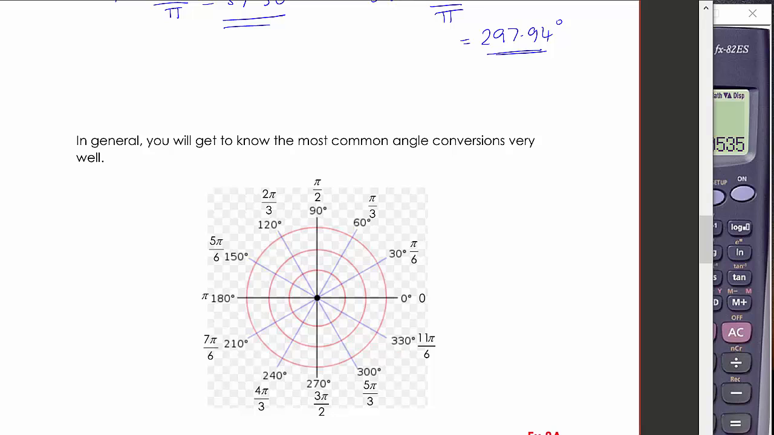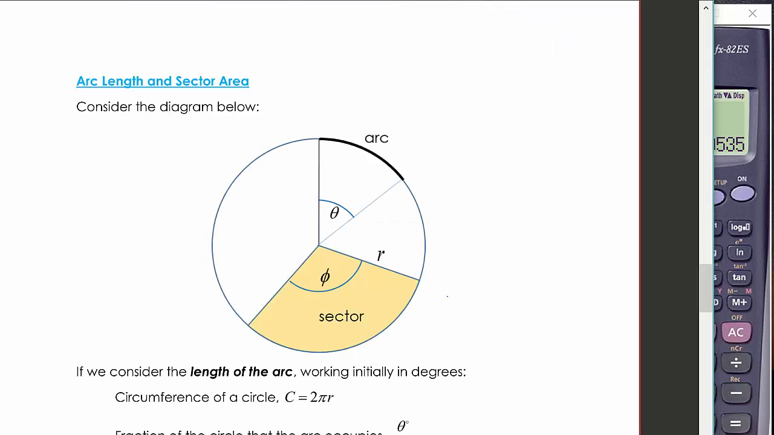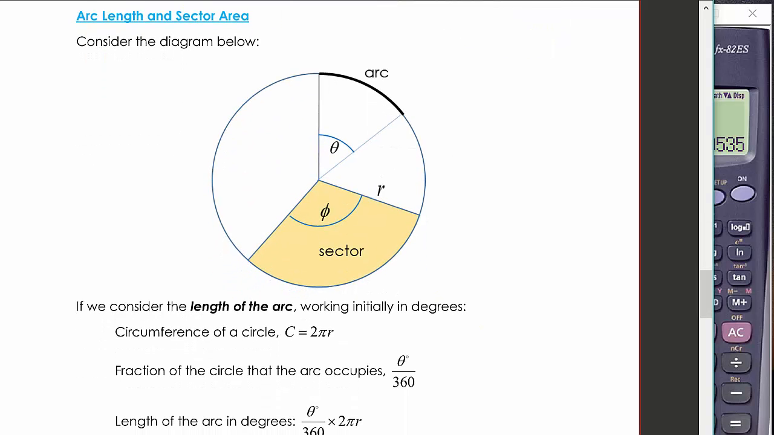Now, the most common angles are shown here on this diagram, and I suggest that these are ones you just simply learn. You don't want to be working them out. It saves you a lot of time if you just know them, and you use them so often. So now we're going to move on and look at arc length and sector area.